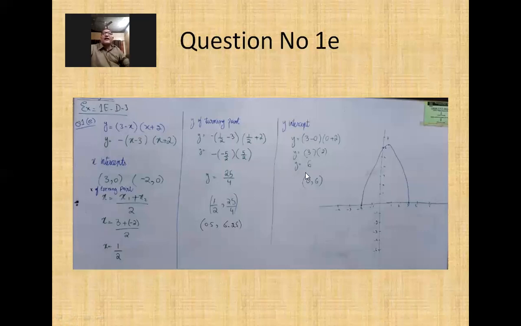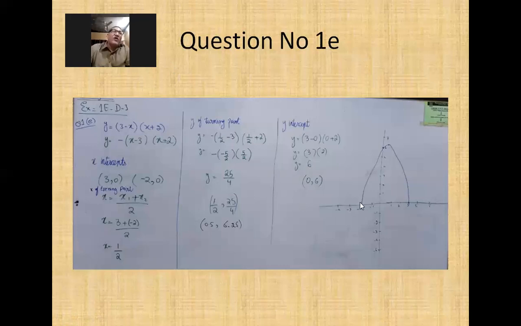So you will have, you can see, we use the first equation, and you will have y equals 6. So the y-intercept will be (0, 6). And it is supposed to be a sad face.